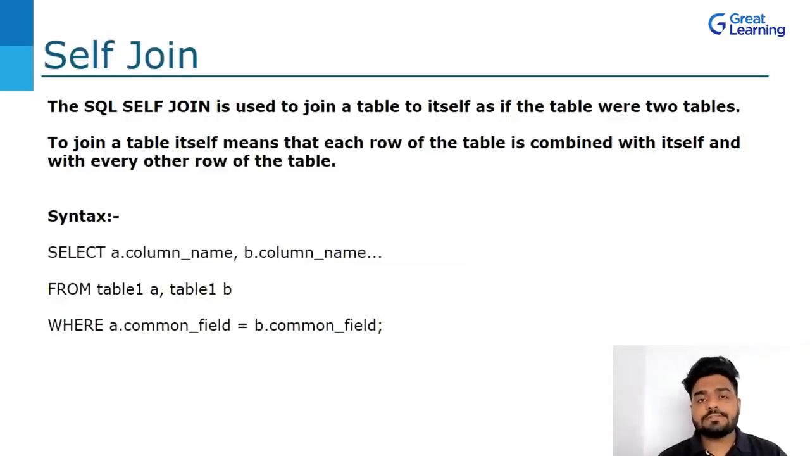But when you talk about self join, there are no two tables. There's only one table which is joined with itself. Now you will ask me, how does that happen? Because if you don't have two tables, then there's no meaning of joining anything, right? Now how does that happen? To join a table to itself means that each row of the table is combined with itself and with every other row of the table.